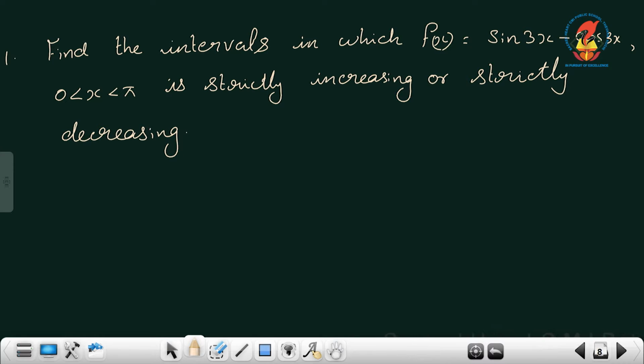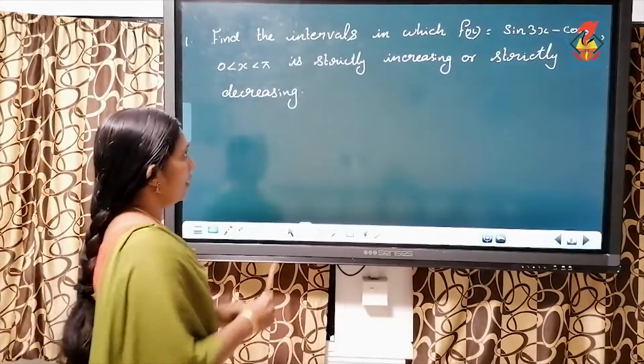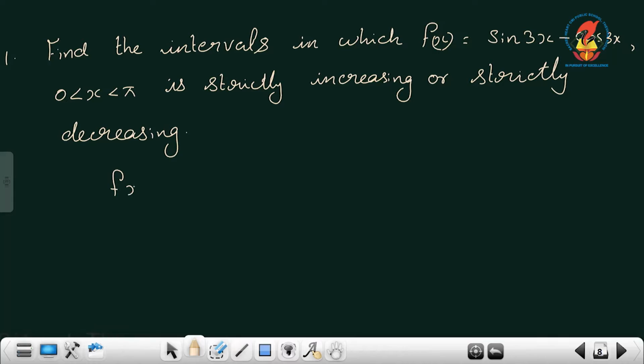The next question. Find the intervals in which f of x is equal to sin 3x minus cos 3x, where 0 less than x less than pi, is strictly increasing or strictly decreasing. We have to find the intervals. The function is given as sin 3x minus cos 3x.